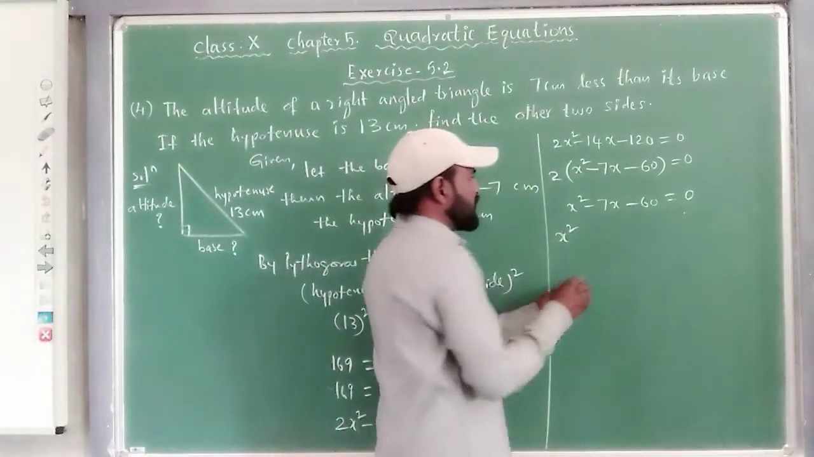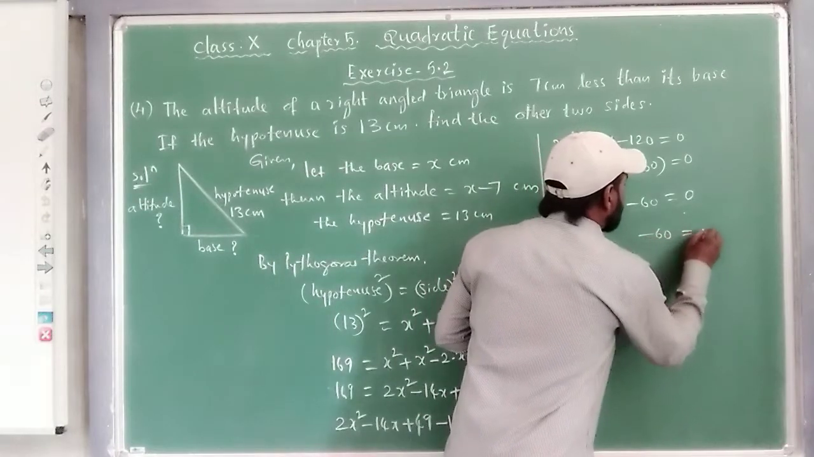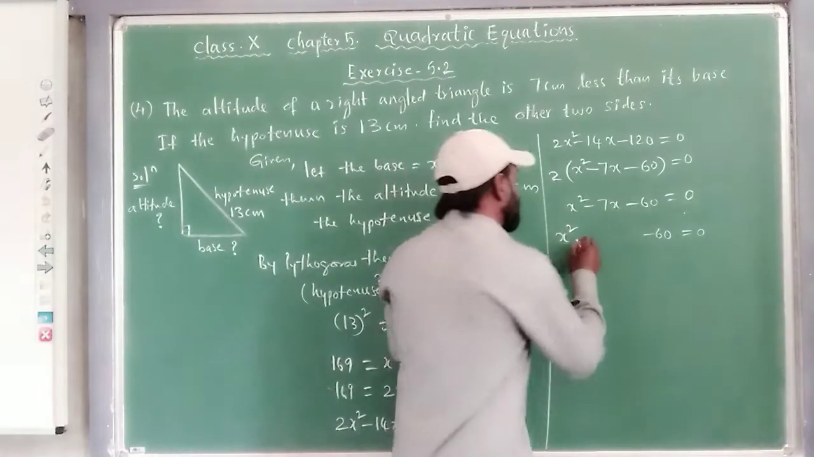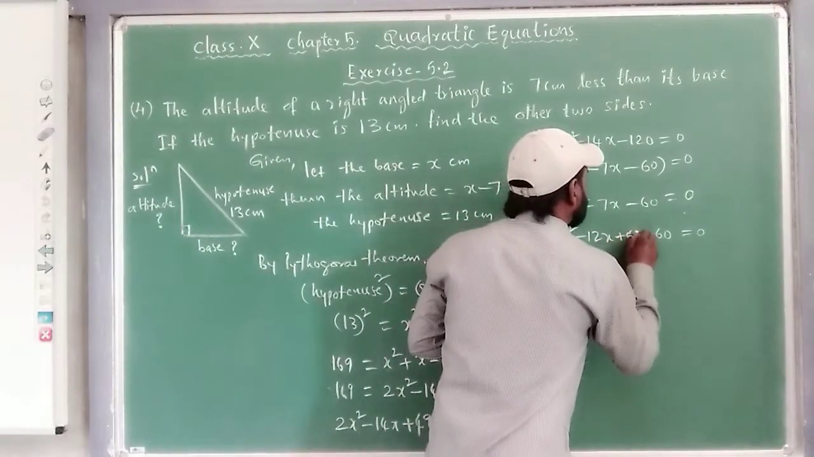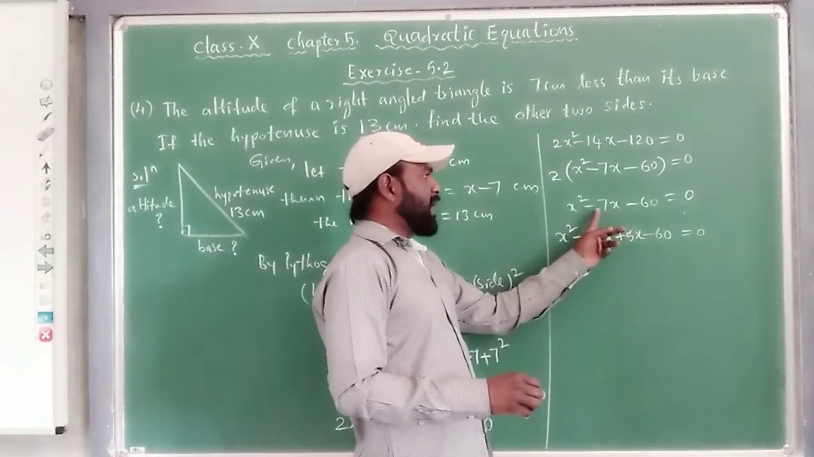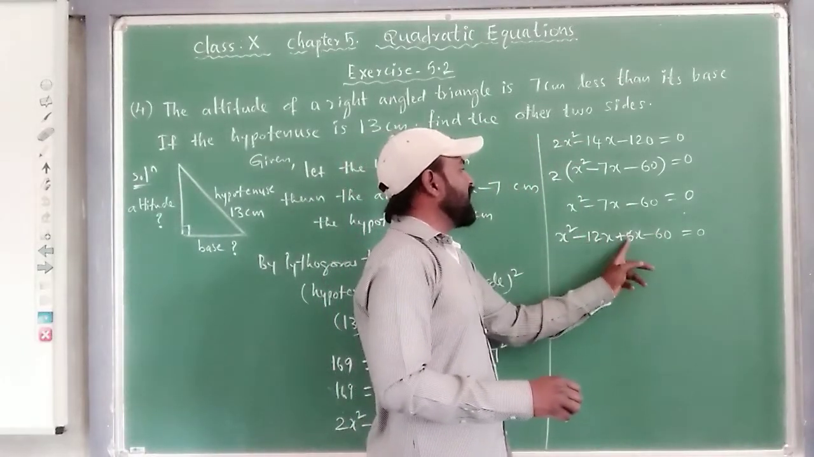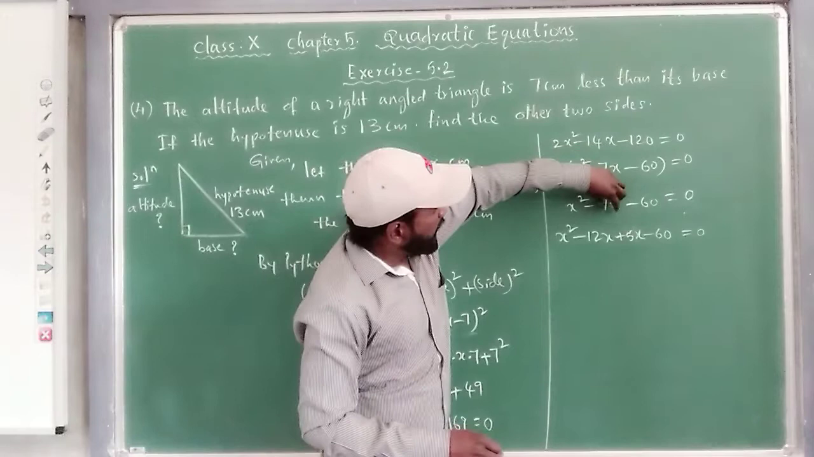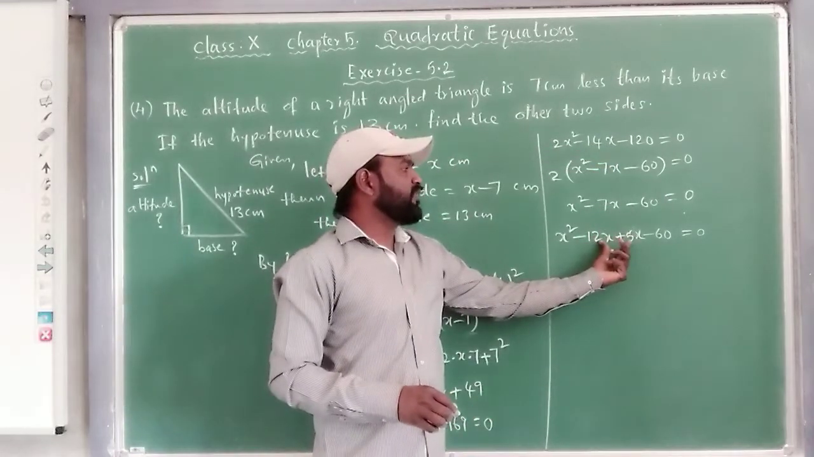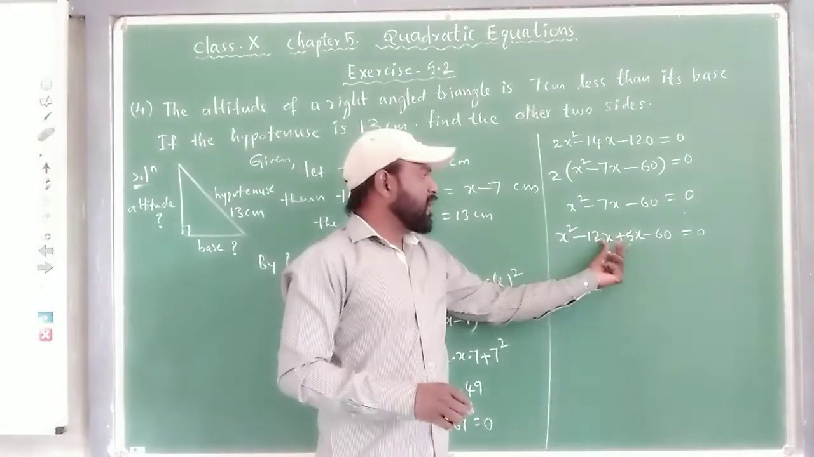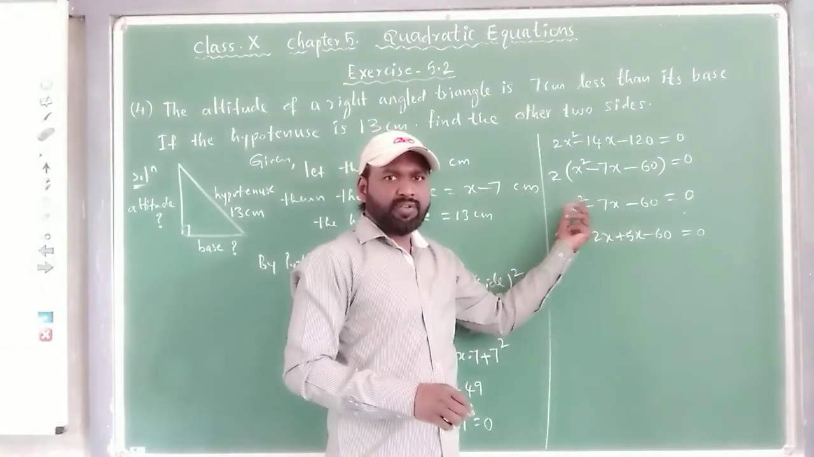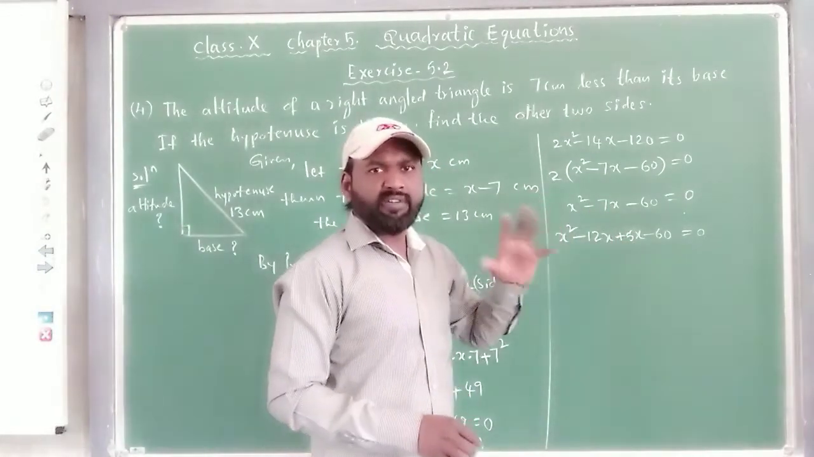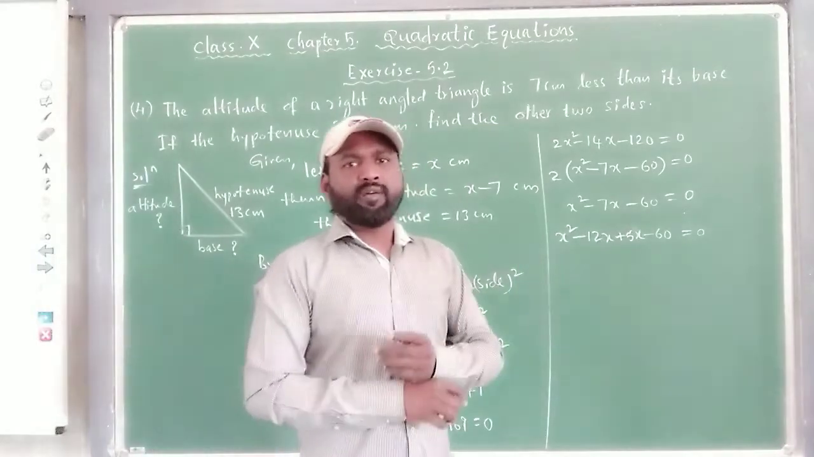X square, the first term as it is, the last term minus 60 as it is, equal to 0. The middle term 7x, that too again negative. How to get negative? So minus 12x plus 5x. See, minus 12x plus 5x is minus 7x. Minus into plus is minus, 12 fives are 60. X into x, x square. So in this way, we have to split the x coefficient as a combination of two other numbers, so that the product of these two numbers should give us the product of the x square coefficient and constant term, and the sum or the difference must be giving the coefficient of x term. This is our main motto to factorize the quadratic equation.